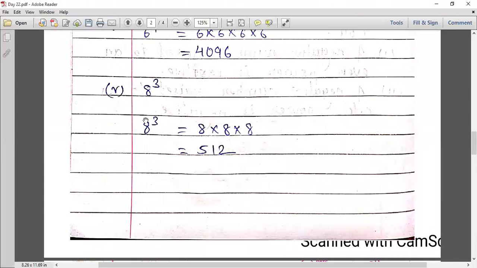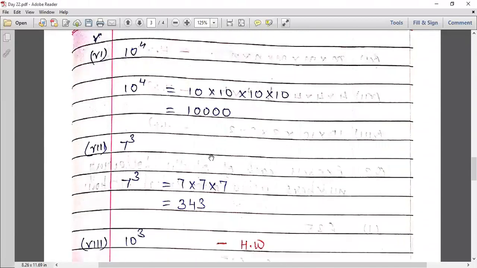Part 5 is 8 raised to 3. 8 into 8 into 8. 8 8's are 64, 64 8's are 512. Part 6, do pay attention for this part. Here, 10 has a power of 4. You'll multiply 10 with 10 4 times. 10 into 10 into 10 into 10. You'll get the answer as 10,000.